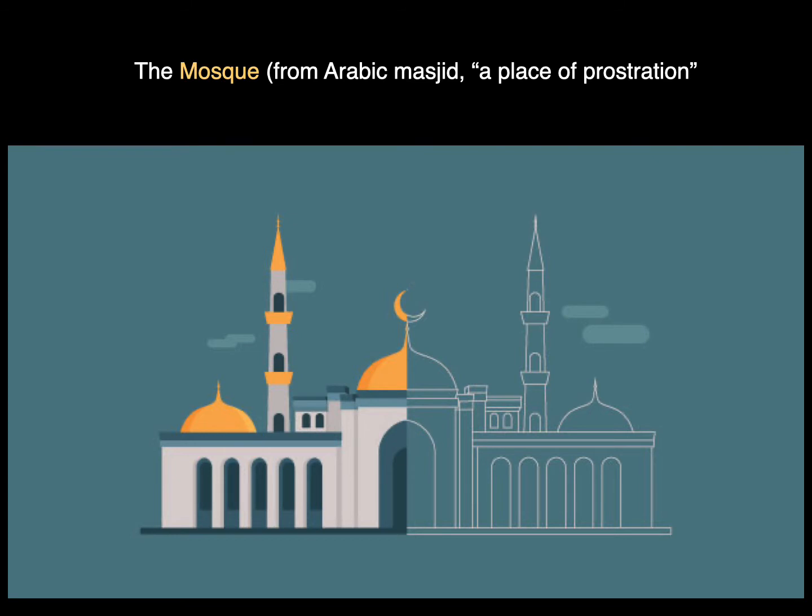Islamic religious architecture is closely related to Muslim prayer, an obligation laid down in the Quran for all Muslims. A mosque is a worship center in which one kneels towards Mecca. The mosque, from Arabic masjid, a place of prostration, is where the faithful gather for the 5 daily prayers.